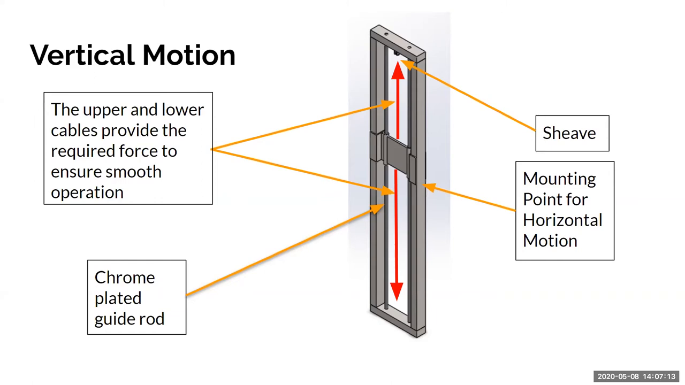In the middle of the frame is what we call the carriage. This is the mounting point for the horizontal arm and also houses minimal friction surfaces as well. Shown at the top is the sheave. This is basically redirecting the force from the cable that comes off of the winch.